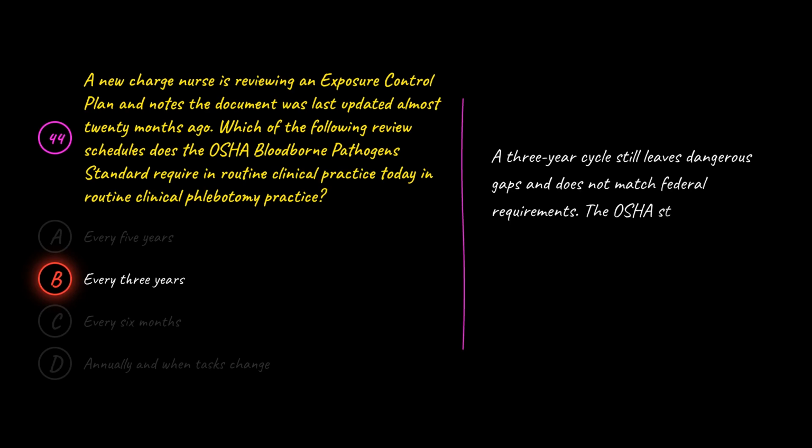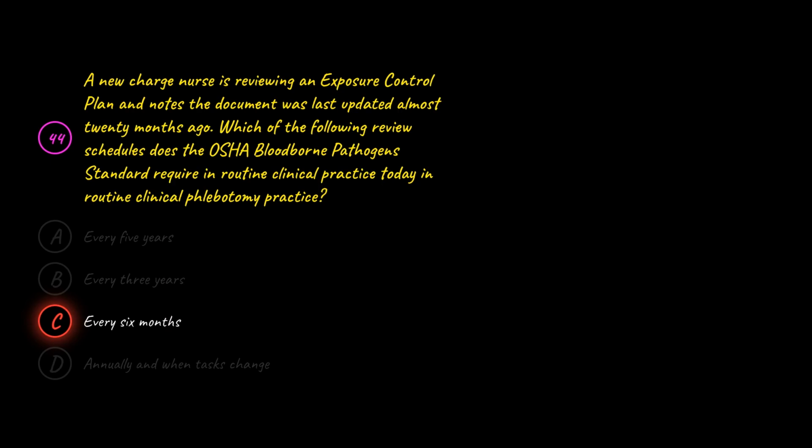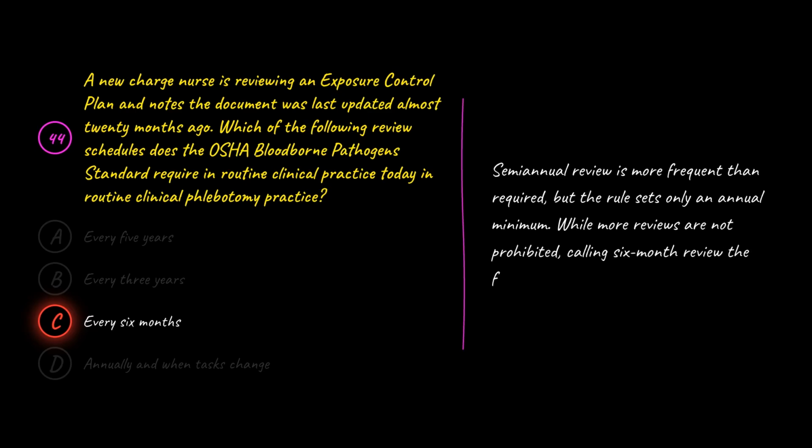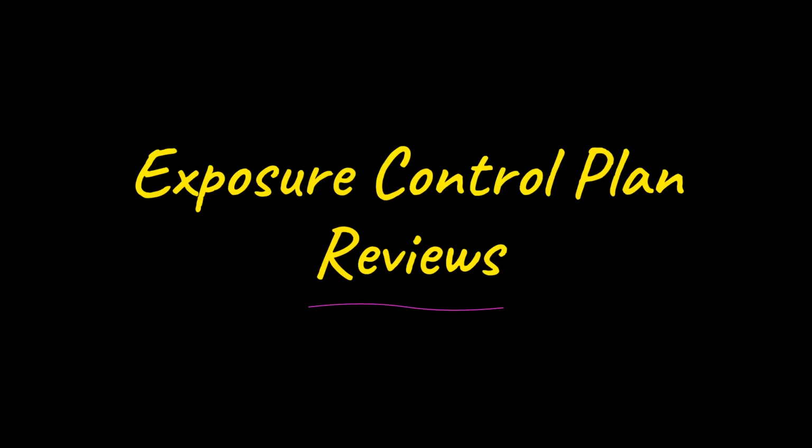The OSHA standard demands annual minimums plus event-driven updates, which together ensure the plan tracks real conditions in the workplace closely. C is wrong because semi-annual review is more frequent than required, but the rule sets only an annual minimum. While more reviews are not prohibited, calling 6-month review the federal mandate misstates the actual standard the administrator must follow daily. The OSHA Bloodborne Pathogens standard sets a specific cadence for reviewing the exposure control plan, and understanding both halves of that rule is essential for keeping workers safe and staying compliant.